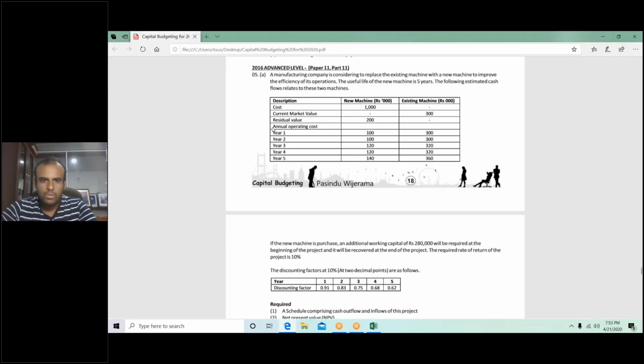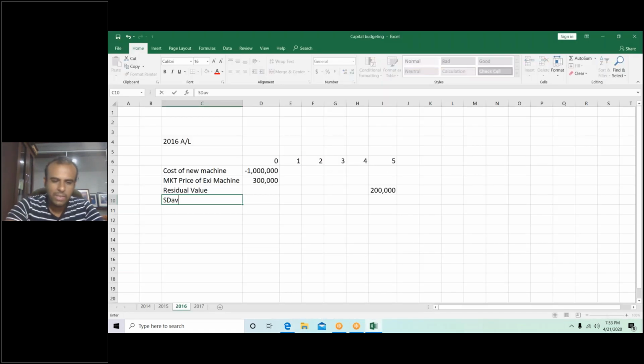Then what is the benefit of buying the new machine? You could reduce your operating cost. If you continue with the existing machine, in the first year you incur operating expenses of 300,000, but if you replace it with the new machine, you incur only 100,000. Therefore, there is a saving of rupees 200,000, which is a cash inflow. So you consider it as a saving. That is the benefit of this machine.